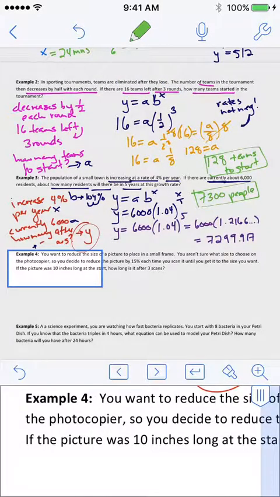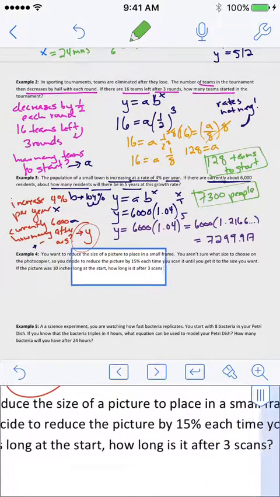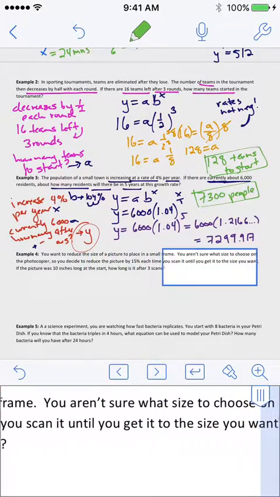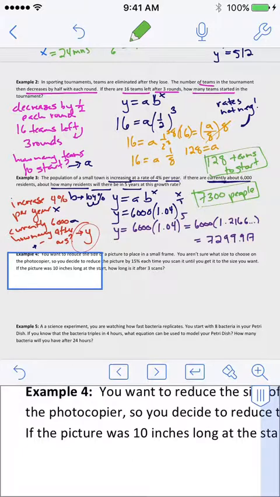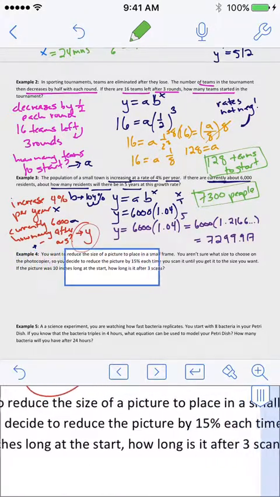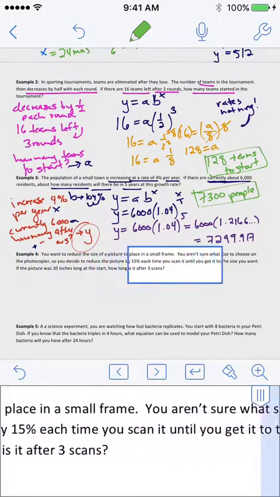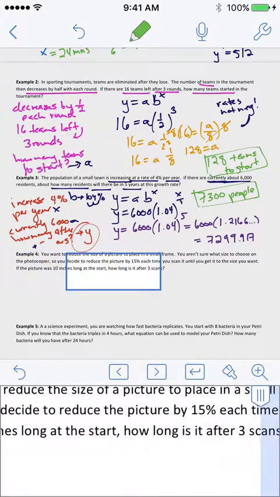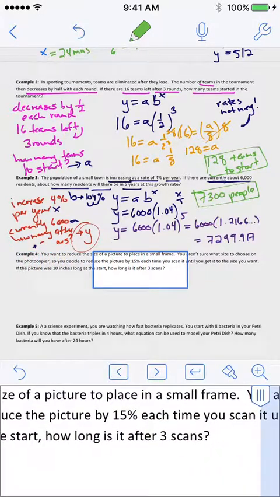Example number 4. You want to reduce the size of a picture to place in a small frame. You aren't sure what size to choose on the photocopier, so you decide to reduce the picture by 15% each time you scan it until you get the size you want. If the picture is 10 inches long at the start, how long will it be after 3 scans?